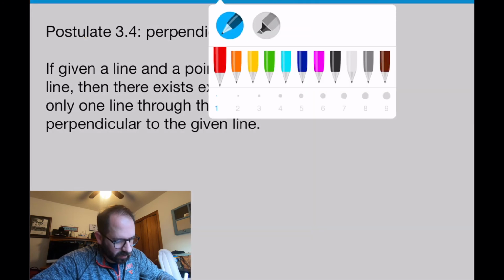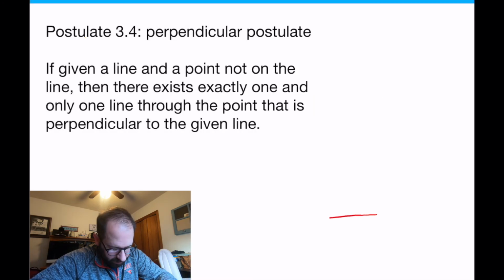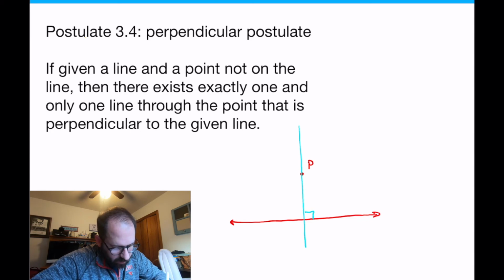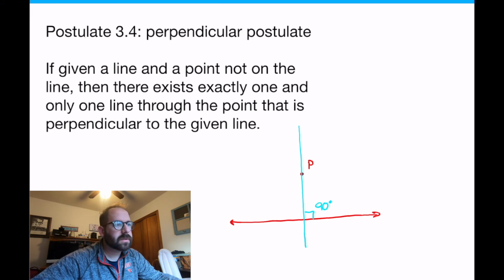So again, I'll draw the same exact drawing I had earlier. Here's my line. Here's a point not on it. Call it point P. This one talked about how there's exactly one line that is perfectly perpendicular to the given line. And again, perpendicular meant 90 degrees. That's the little perpendicular symbol, that little box.